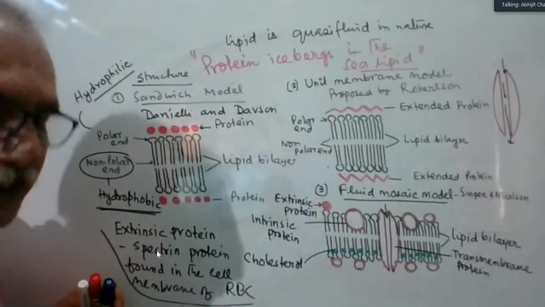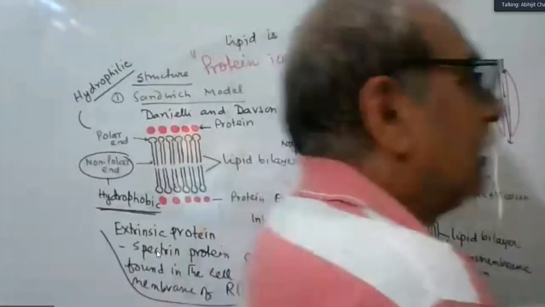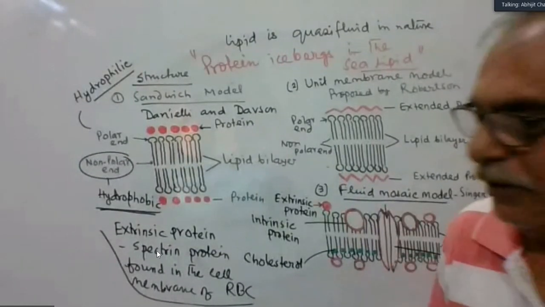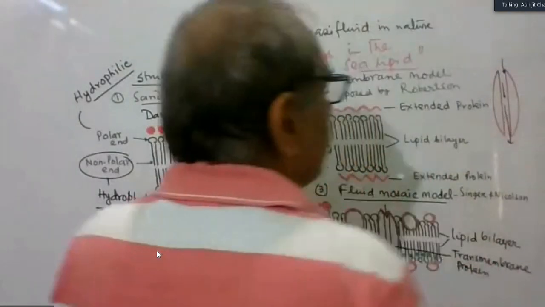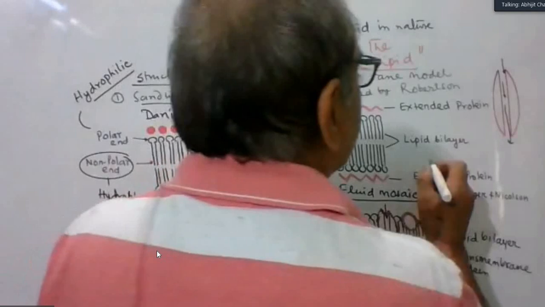Yes, sir. Okay, that's fine. Now, as I said earlier, the example of extrinsic protein I gave you is spectrin in the RBC. And a lot of intrinsic proteins are found. Some of these actually act as enzymes. One intrinsic protein that acts as an enzyme is called permease.